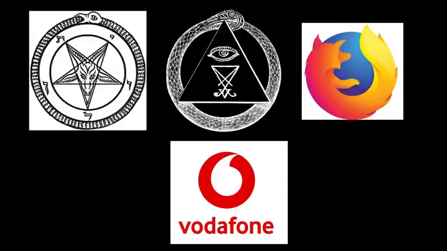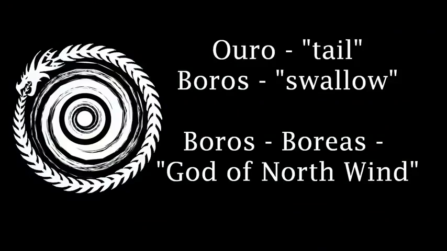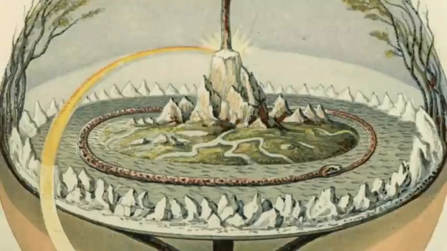Many have speculated that the Ouroboros symbolizes the ice ring at Antarctica. Oro comes from the ancient Greek meaning for tail, and Boros comes from the ancient Greek meaning for swallow. Boros is also very similar linguistically to Boreas, god of the north wind. The Ouroboros is also present in the Norse cosmology, circling the center.